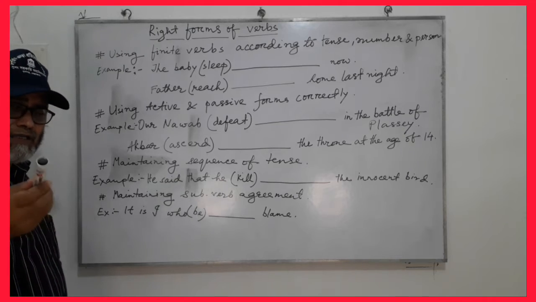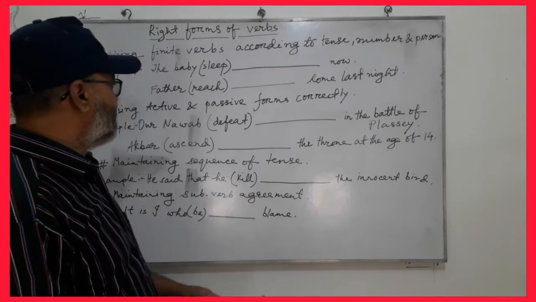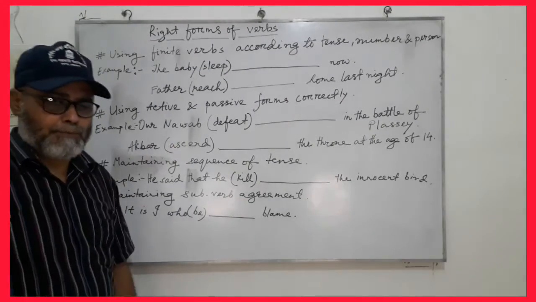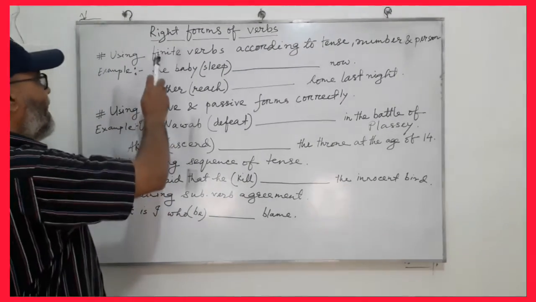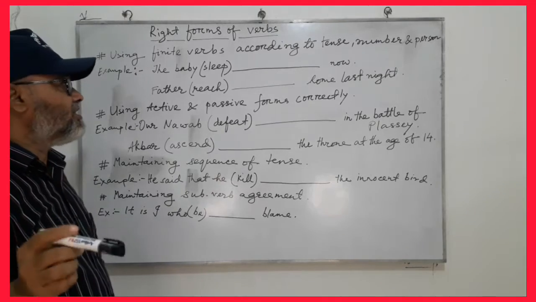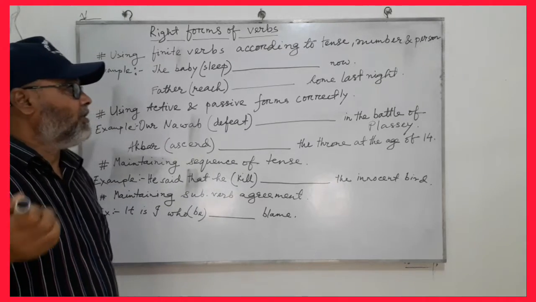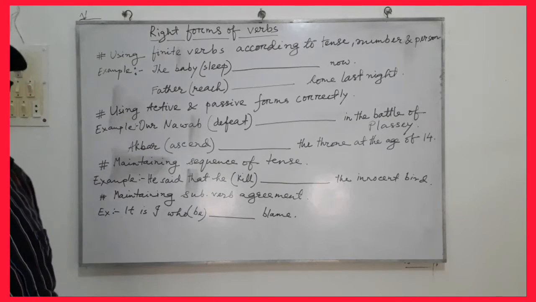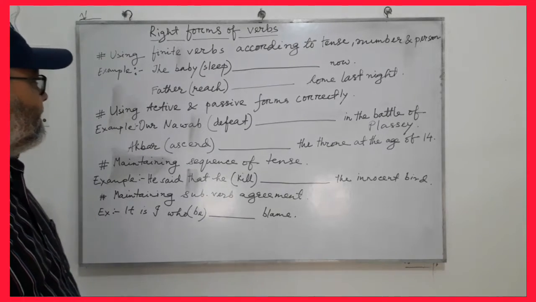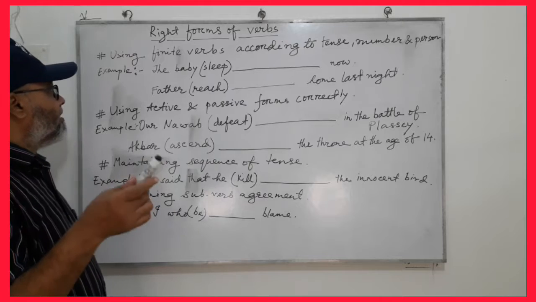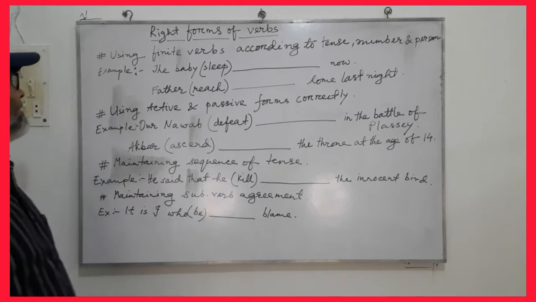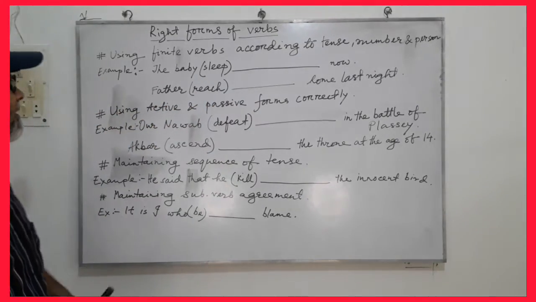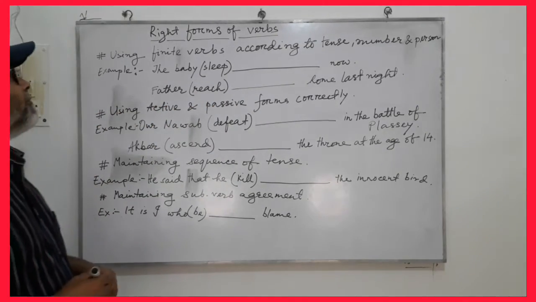Finite verb is a verb. You are requested to focus on the whiteboard. Finite verb is a verb which is used according to the structure of tense and the number and person of the subject. And these type of verbs are called finite verbs. Look at the example. Examples will clarify the matter.